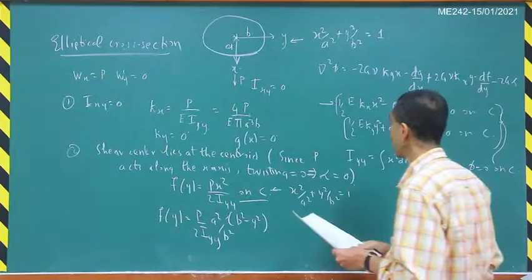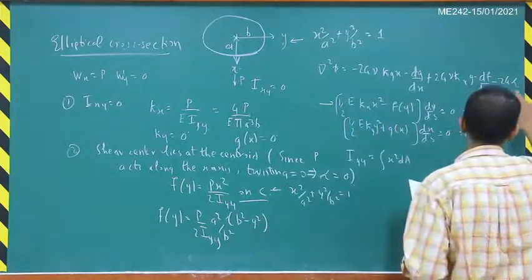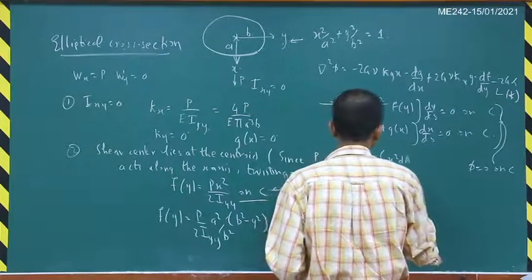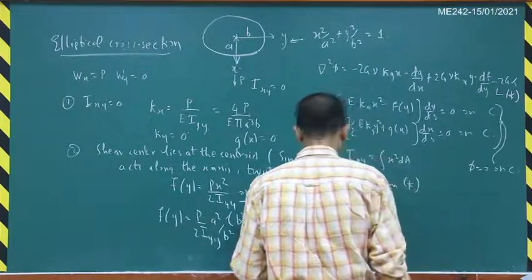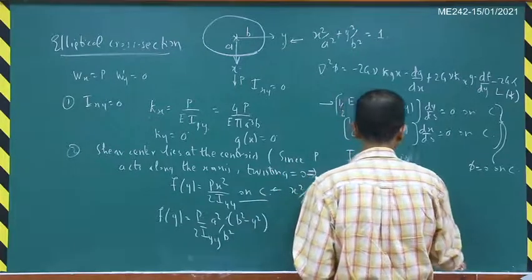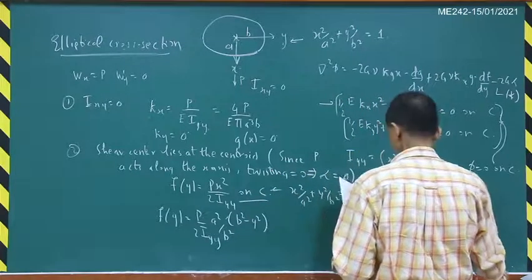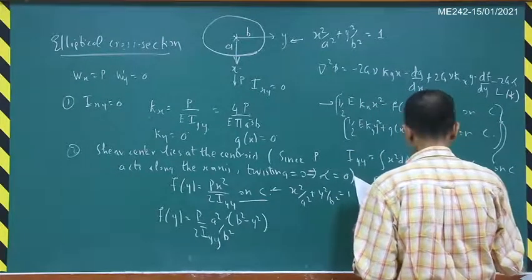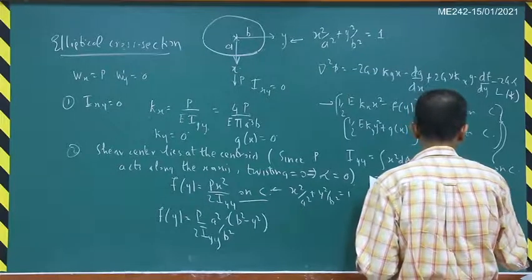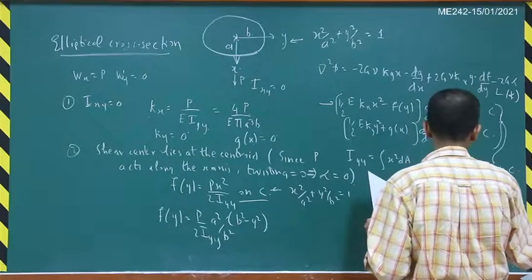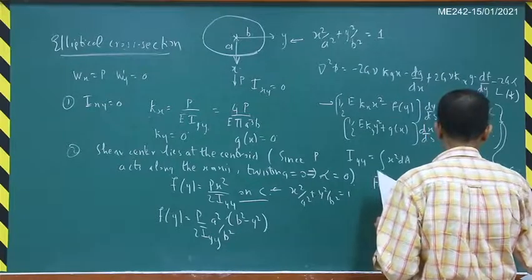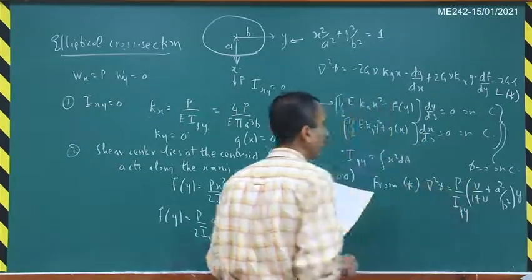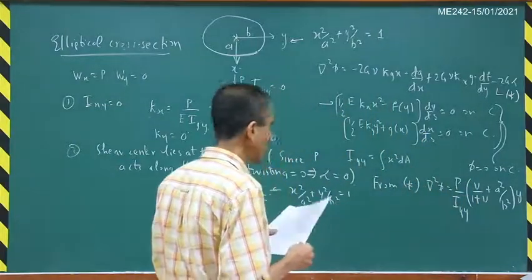So what you will get now, let me call this as star. From star you will get that del square phi is equal to p divided by I y y times nu divided by 1 plus nu plus a square by b square times y. So this is what you will get as the equation for del square phi. And now we have to solve this.